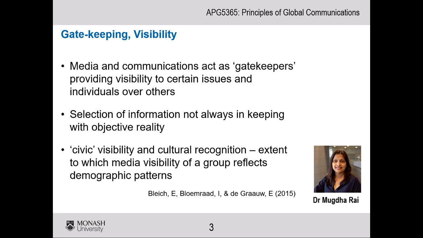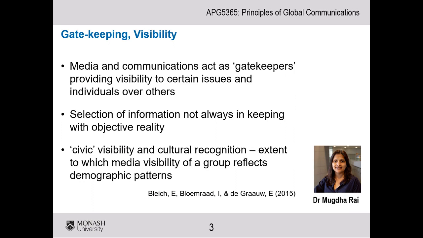So, for those who study the area of gatekeeping and visibility, their interest is in trying to find out why it is that certain issues, certain events, are always likely to get greater coverage, greater visibility than others. And they argue that this is really where we see this gatekeeping role of the media as considerably prominent. And they argue also that the selection of information, so the way in which our media and communications outlets select certain information over others, is not necessarily always in keeping with objective reality. In other words, an issue or an event may not necessarily be covered because it is objectively more important. There can often be many other reasons that inform why certain issues are covered rather than others.